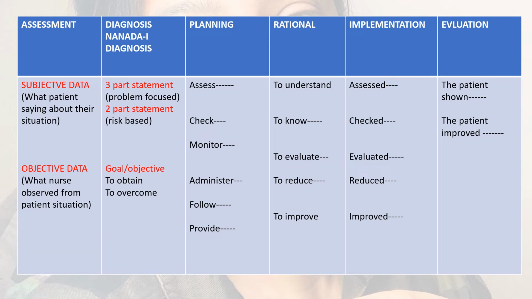Second is objective data. Objective means what you are observing. The patient looks dull and tired, the patient looks weak. So what you are observing, that is objective data. For you, the patient is an object, right? So that is objective data, and that is the first column. Then we will go to the next column.